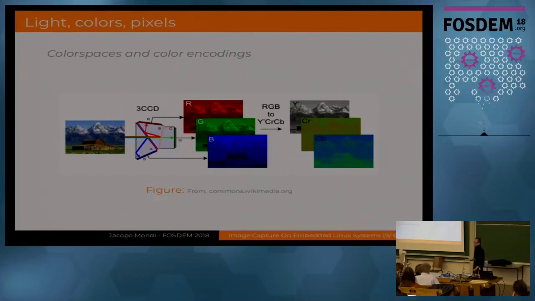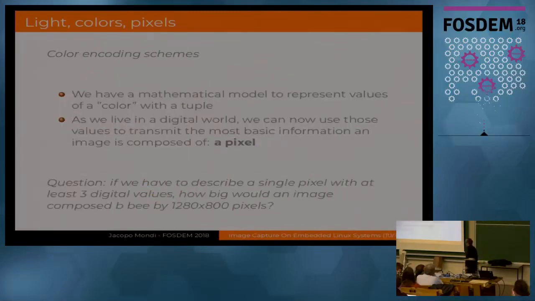So names are confusing because we have a color space that is called sRGB, we have a color encoding scheme that is called RGB, we have YCrCb as another color encoding scheme, and we can build more things on top of that. So we now have a mathematical model that we know we can use to represent colors in digital values.